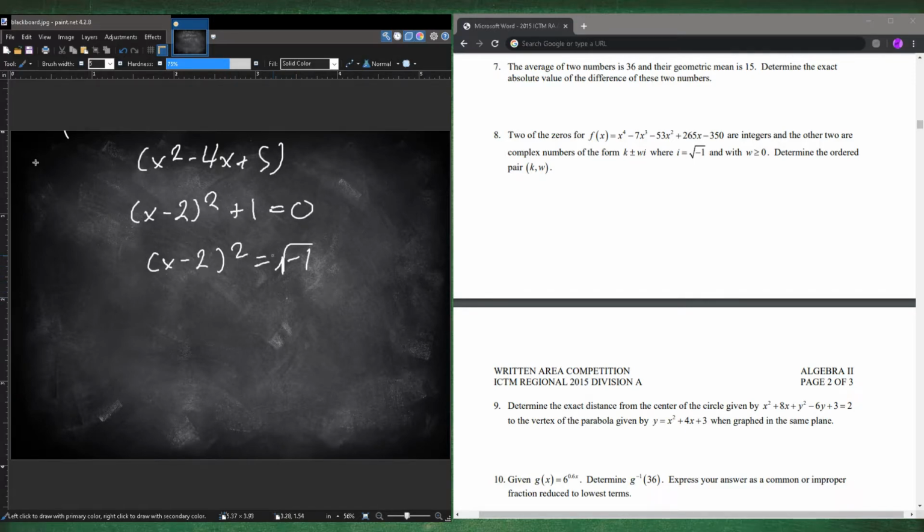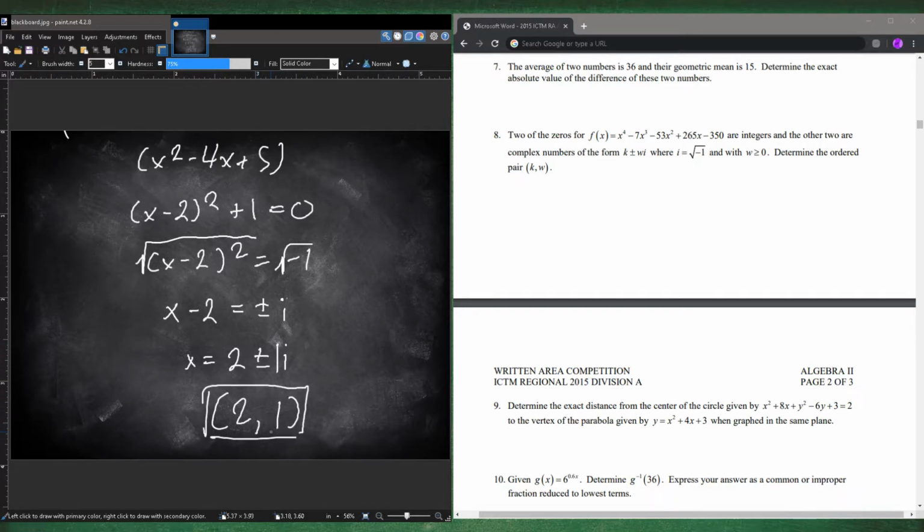So take the square root of this. So x minus 2 is equal to plus or minus i, right? Because the square root of negative 1 is i. So x is equal to 2 plus or minus i. So that means our ordered pair for our answer, because w has to be positive, is going to be 2, comma 1. Because the coefficient of i is 1. So that's our answer.